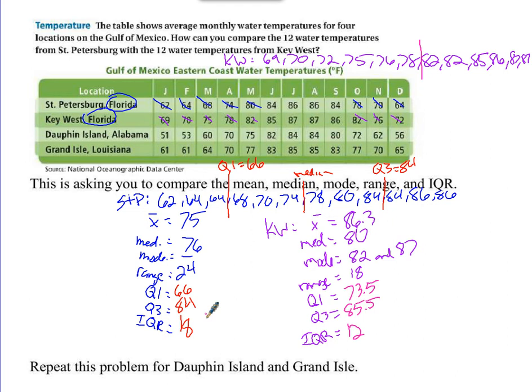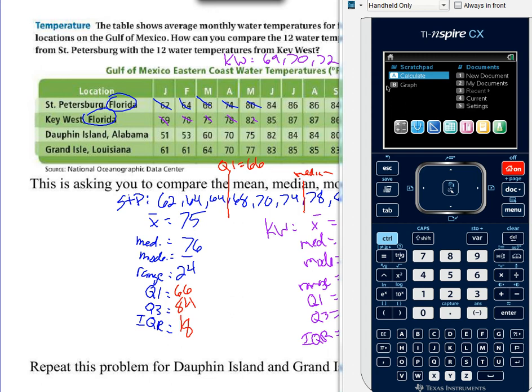So now I want you to repeat the problem for Dauphin Island and Grand Isle. Where are those located? Alabama and Louisiana. So we want to repeat this problem for these two cities. If it were me, I'd be using a calculator. Oh yeah. All of these things are easily calculated by using your calculator. So we are going to enter in the data for both of these locations on the calculator.